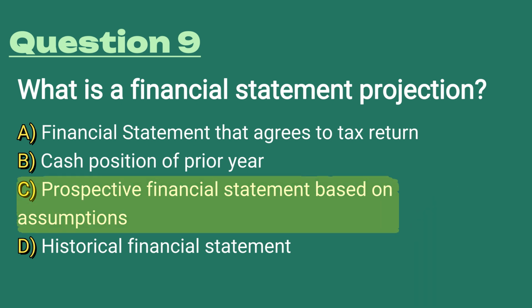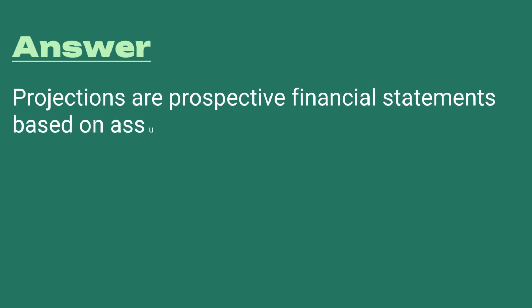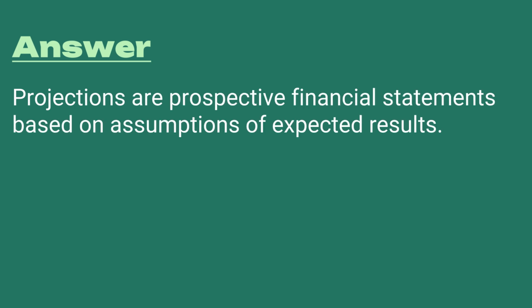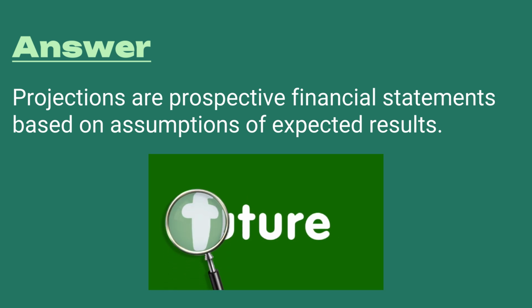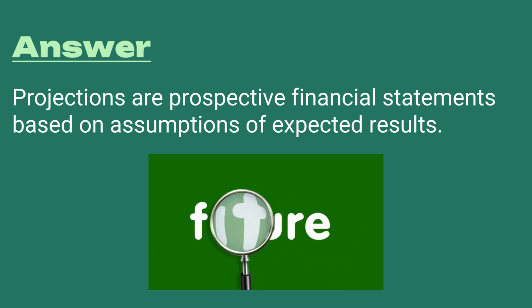The answer is C, a prospective financial statement based on assumptions. Projections are financial statements where you have historical information and then you're going to layer in future assumptions to get an estimate of what you think your projected results will look like. Say you're in May and you want to know what your year-end, your December 31st financials are going to look like. You're going to take your year-to-date results through May and then you're going to layer in assumptions to get an idea of what your projected financials are going to look like.